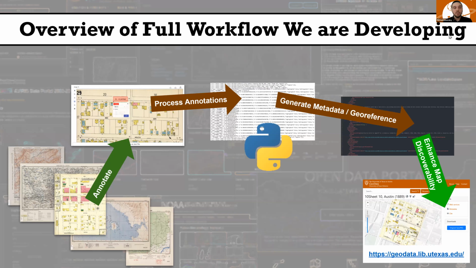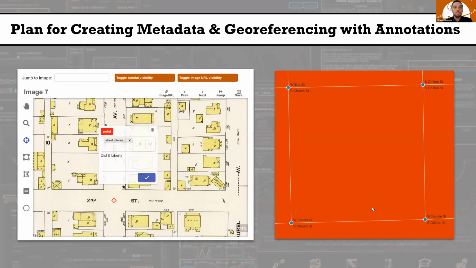This is an overview of the workflow that we were hoping to develop, where we would have folks annotate our maps and identify things like street intersections in the Sanborn maps. We thought we could then use that annotation information to successfully georeference maps by matching the image coordinates of the intersections to the geospatial coordinates of the intersections, based on the street name information. We were going to process those annotations to get them into a standardized format, and use them for georeferencing and also metadata development. This allowed us to learn what street labels were found on each map. And then we were going to add those georeferenced maps to our Texas Geodata portal.